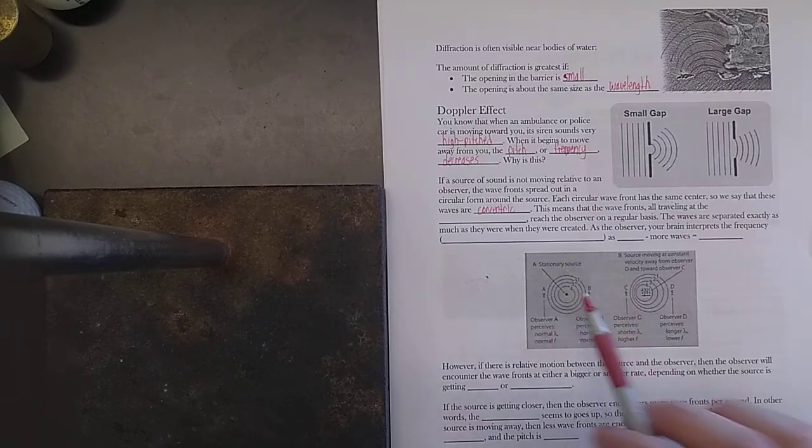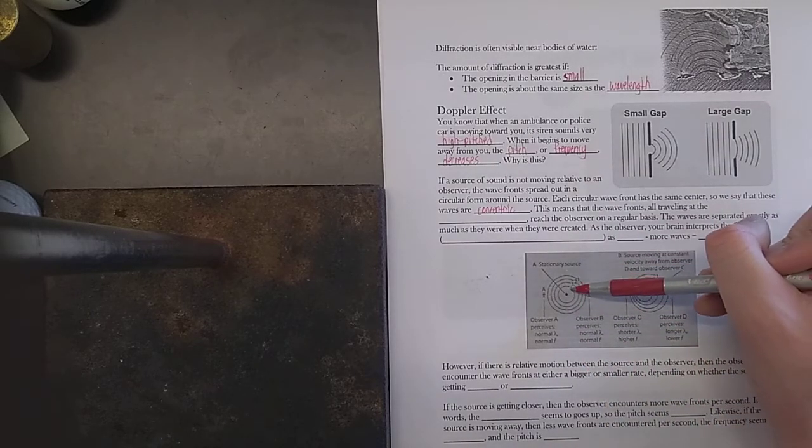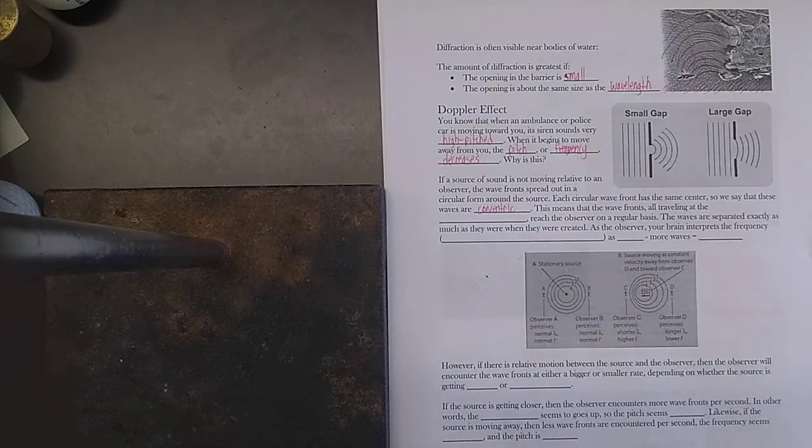So there's the source. We have the wave fronts numbered 1, 2, 3, 4. You can imagine that they're all crests or all troughs. Wavefront 1 was created first, then 2, then 3, then 4 was created last because it's still nearest the source. We have two observers, A and B.